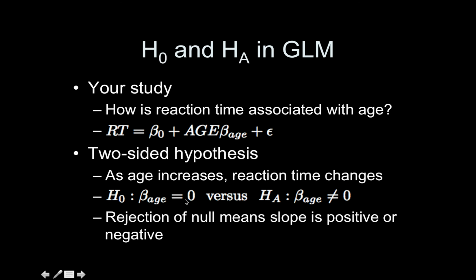So the null is just that the slope is 0. And then the alternative is that the slope is either positive or negative. So rejection of the null means the slope is positive or negative. So typically if you reject the null, in this case, you then look at the sign of your parameter beta to determine the relationship.